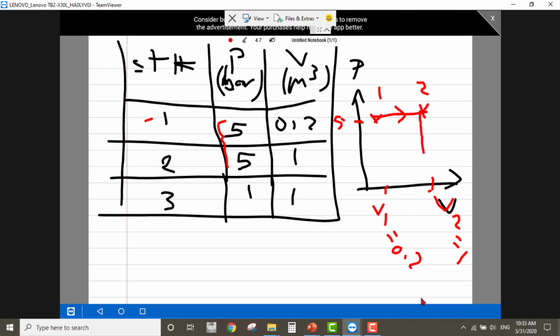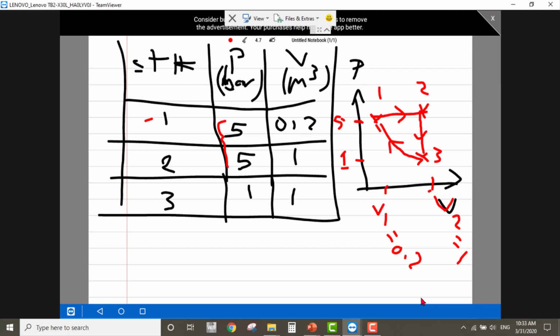Okay, and B3 equal to 1. So we'll go down until we reach state 3. Now process 3 to 1, compression from state 3 to the initial state. Compression at isothermal process, PV equal constant, so the profile will look like this.